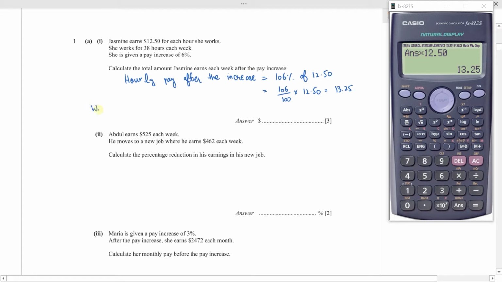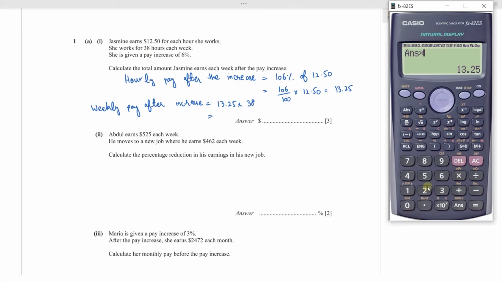Now we need to calculate the pay for each week after the increase. So weekly pay after the increase would be the new hourly rate, which is $13.25 multiplied by the number of hours she works in each week, which is 38. So 13.25 multiplied by 38 is 503.5. So this will be 503.5.